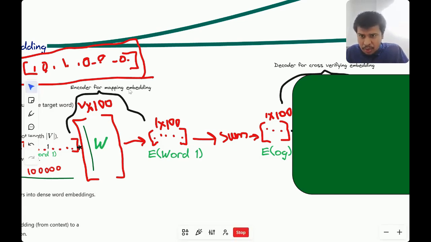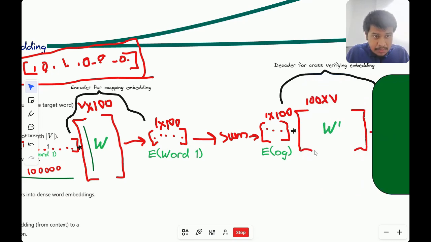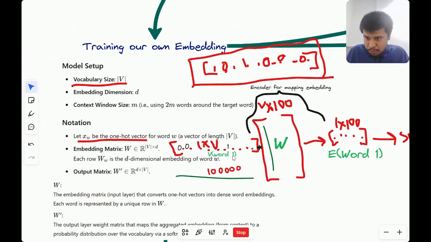If you observe closely, this matrix is almost like an encoder for mapping the embedding, and then we get the whole aggregated sum. Again, we decode it to cross verify whether this embedding is representing the words or not. So how do we do that? We use the output matrix, that is your output layer.